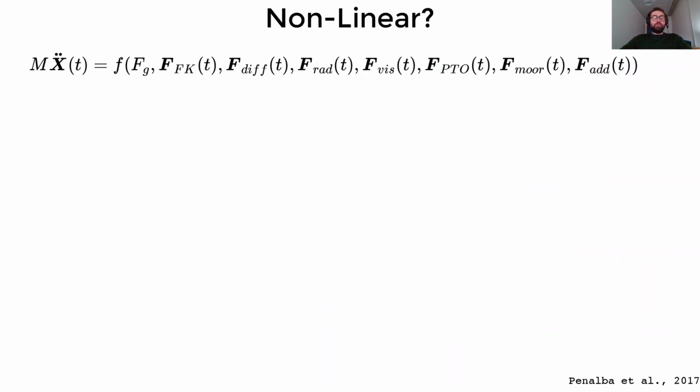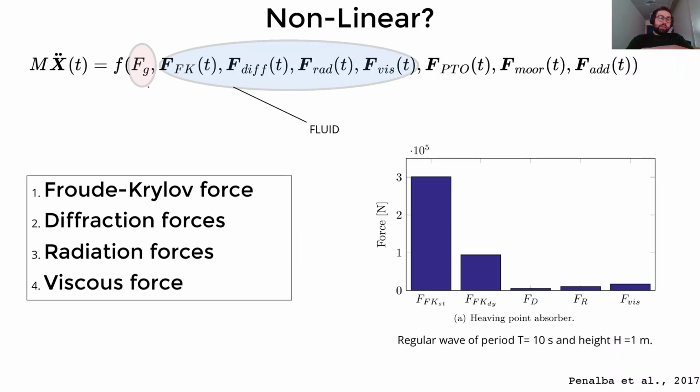This equation describes the motion of a buoy and identifies the involved physics. So here, apart from gravity, we can see the fluid contribution to the motion of the buoy. And here in this bar chart, we can see that the main contribution comes from pressure. This is done considering a heaving point absorber under regular waves.